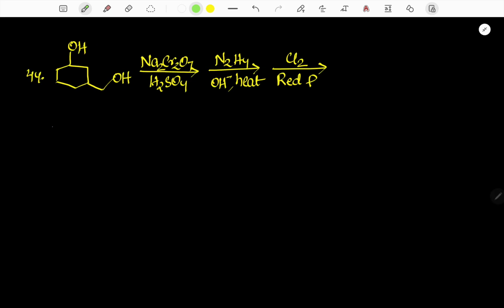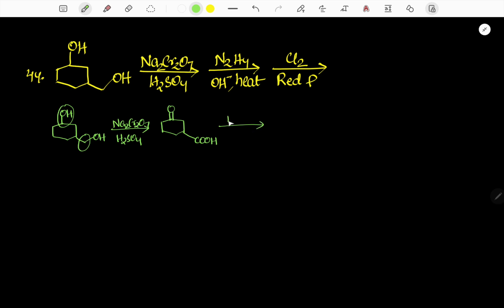44. The reactant has two alcohol groups, a secondary alcohol and a primary alcohol. So it is treated with the strongly oxidizing agent sodium dichromate in the presence of acidic medium. So the secondary alcohol undergoes oxidation and the primary alcohol also undergoes oxidation. Secondary alcohol will be converted into ketone, primary alcohol will be converted into carboxylic acid.